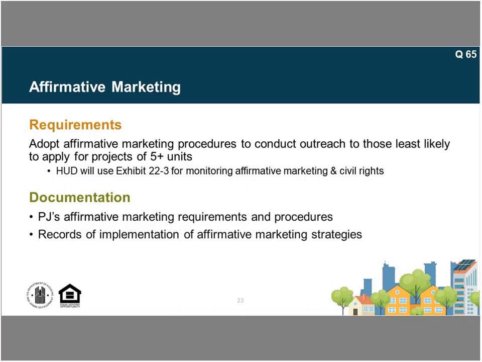In addition to those procedures, you'd want to have records that show that you've implemented the affirmative marketing procedures. That would include all the evidence and documentation of all the outreach and activities that were conducted as a part of it. But it will also go into you evaluating the outcome of those procedures and whether they need to be modified going forward.